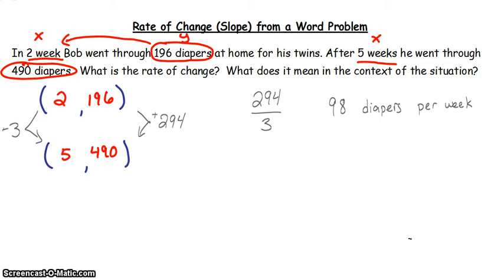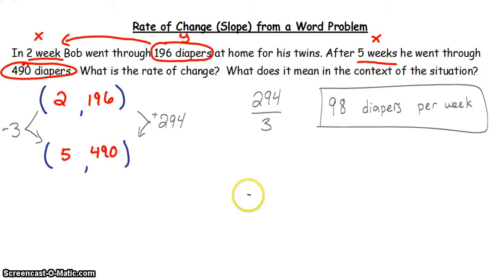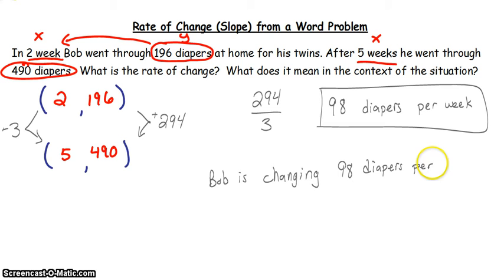That's about correct. So, in the context of this situation, it means Bob is changing, and you can always replace Bob with Mr. Szabo, 98 diapers per week.